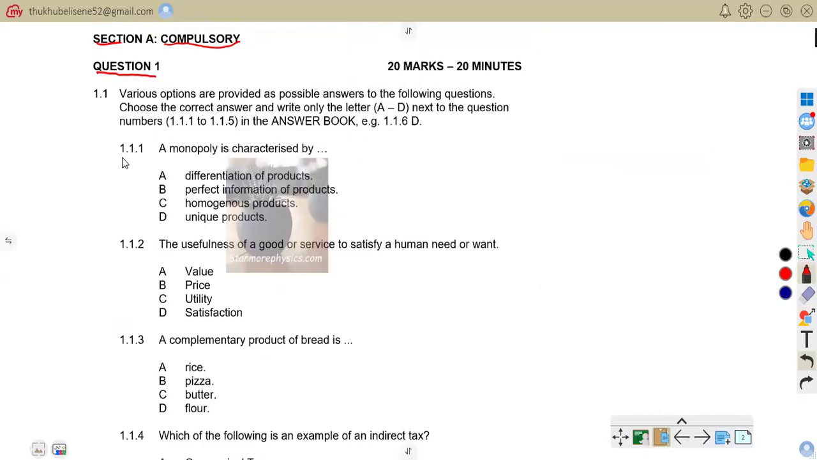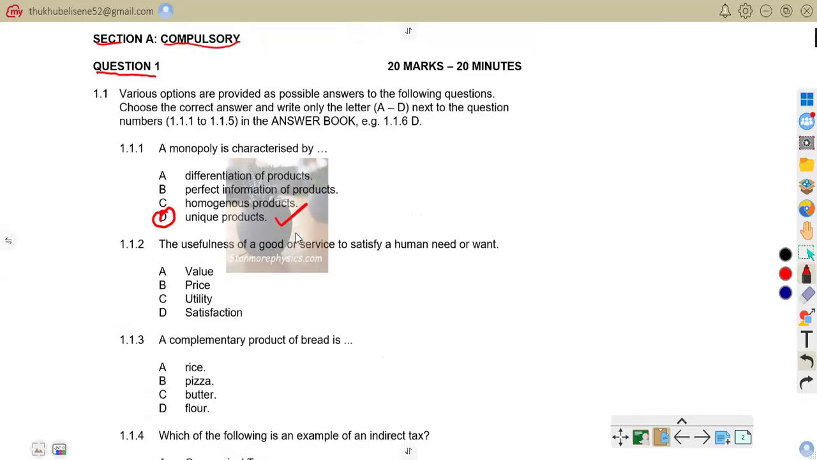1.1.1: a monopoly is characterized by, and we're given these four options: differentiation of products, perfect information of products, homogeneous products, unique products. So a monopoly is characterized by unique products, meaning the correct answer there is D. Monopoly is characterized by unique products.